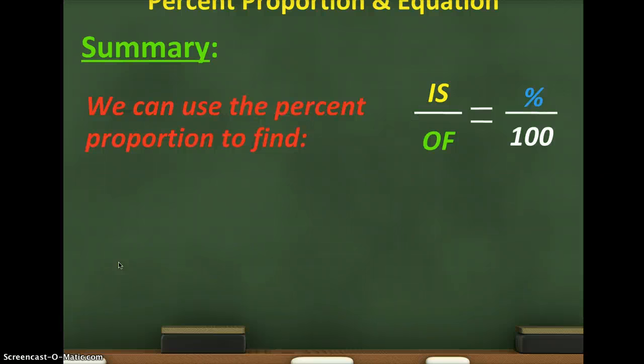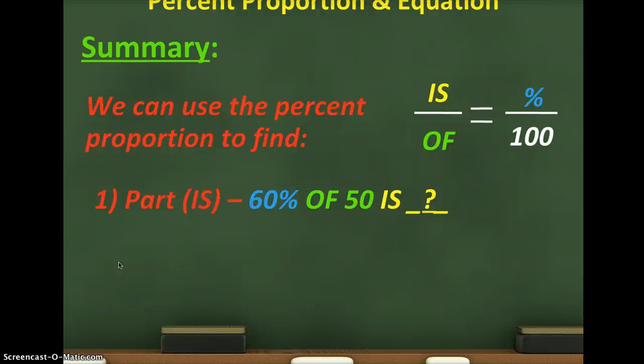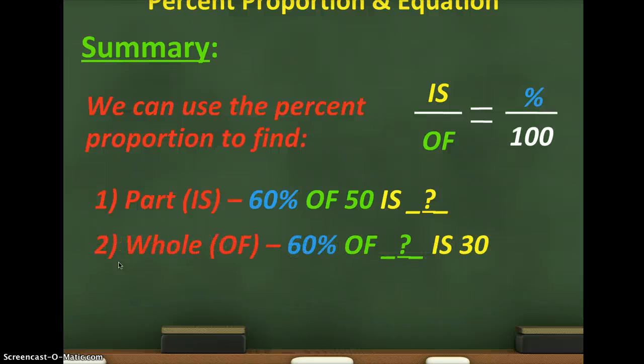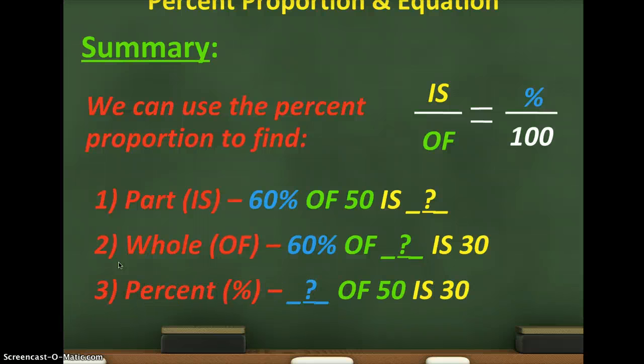In summary, we can use the percent proportion to find the part: 60% of 50 is what number? The whole: 60% of what number is 30? Or the percent: some percent of 50 is 30. In summary, you can use the percent proportion to solve every type of percent problem. You don't need multiple methods to solve percents. As long as you understand how to solve percents with proportions, you'll be all set. Have a great day.